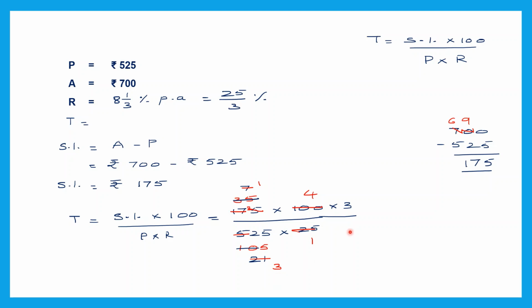Now I can cancel 3 and 3. So both can be cancelled. So 3 1s are 3, 3 1s are 3. That's it. Now what is left? I have in the numerator 1 into 4. In the denominator I have only 1. So 1 4s are 4 and the denominator is 1. 4 by 1 is 4. So we have found the time to be 4 years. So the answer to the question, the second part of the question is 4 years. This is the time taken.